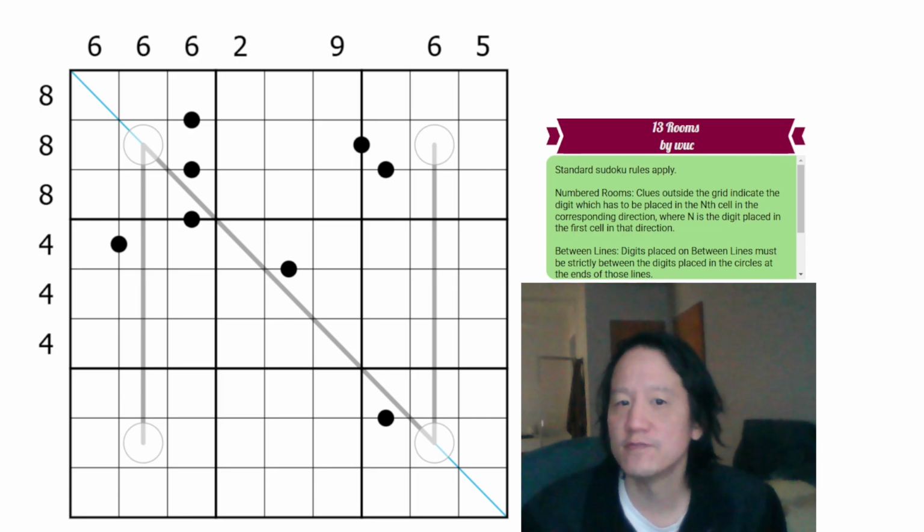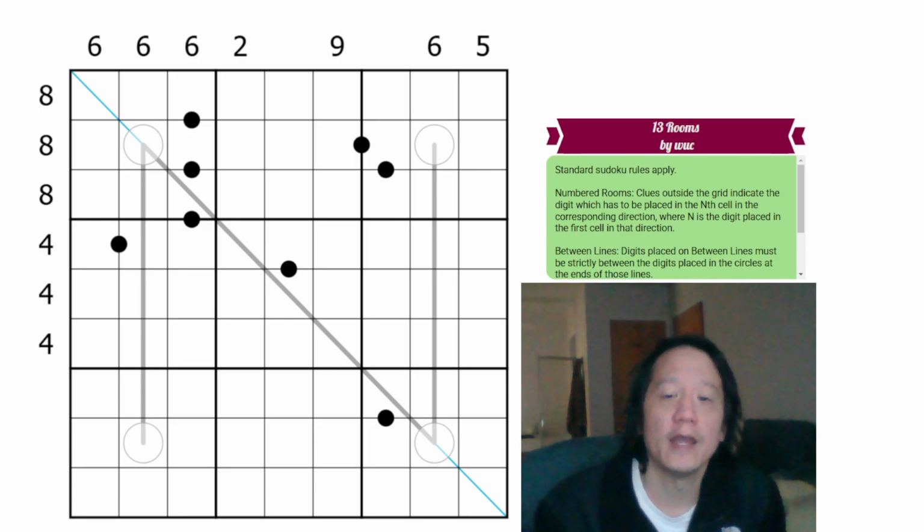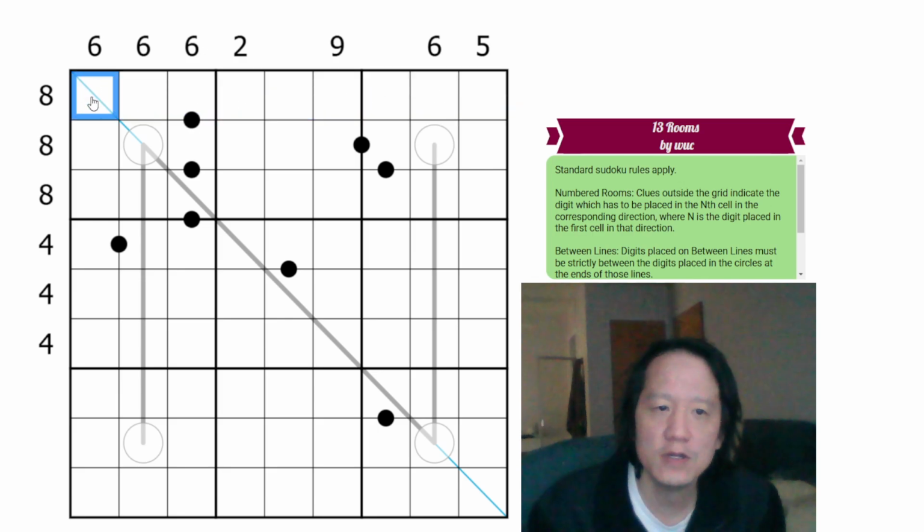And of course with a very easy puzzle, and the puzzle is called 13 Rooms by Wook. And here are the rules. Standard Sudoku rules apply, which means place the digits 1 through 9 once each in every row, column, and box.